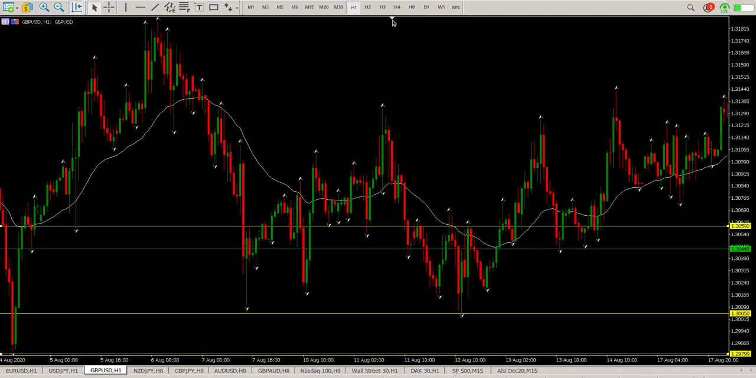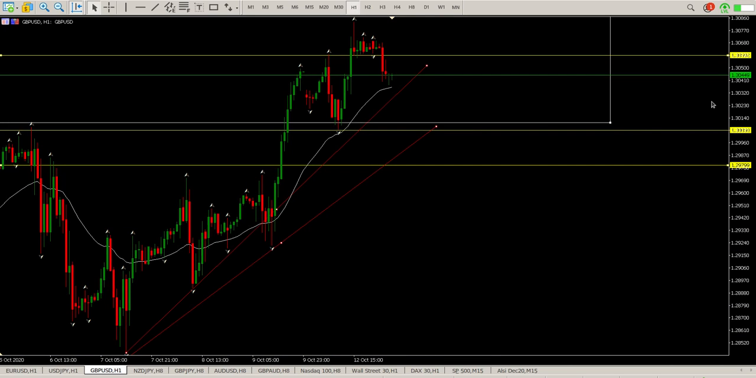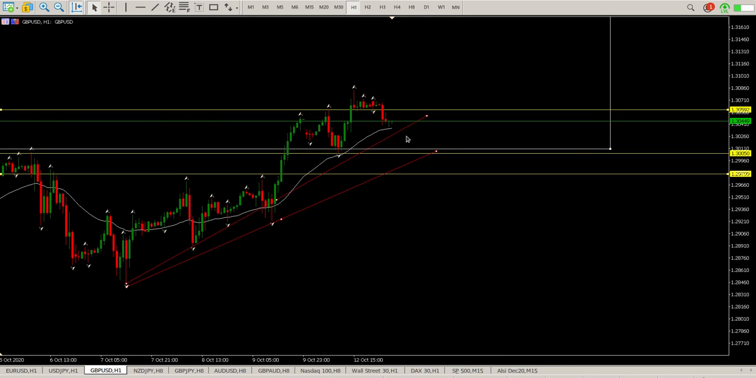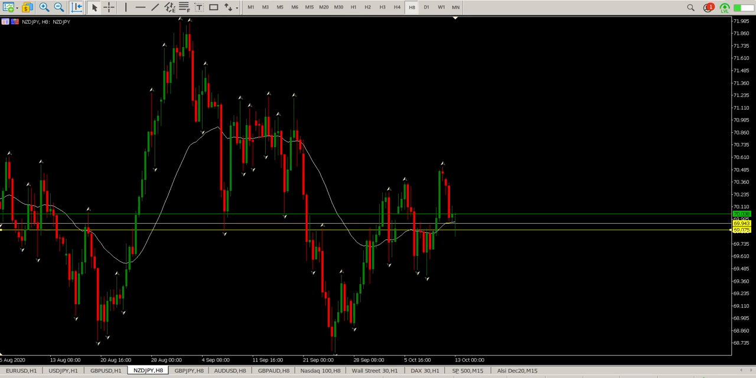Okay, so yeah, that's another one which is looking very interesting indeed. And this price action that is happening now, if that happens during the European session, that would get me long without a question. Okay, New Zealand dollar, Japanese yen, next pair.